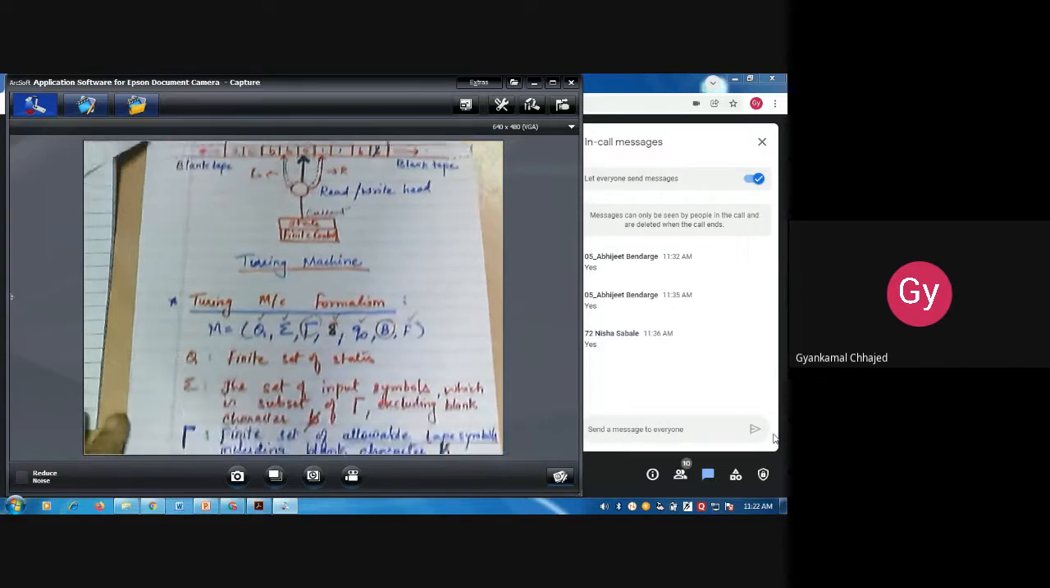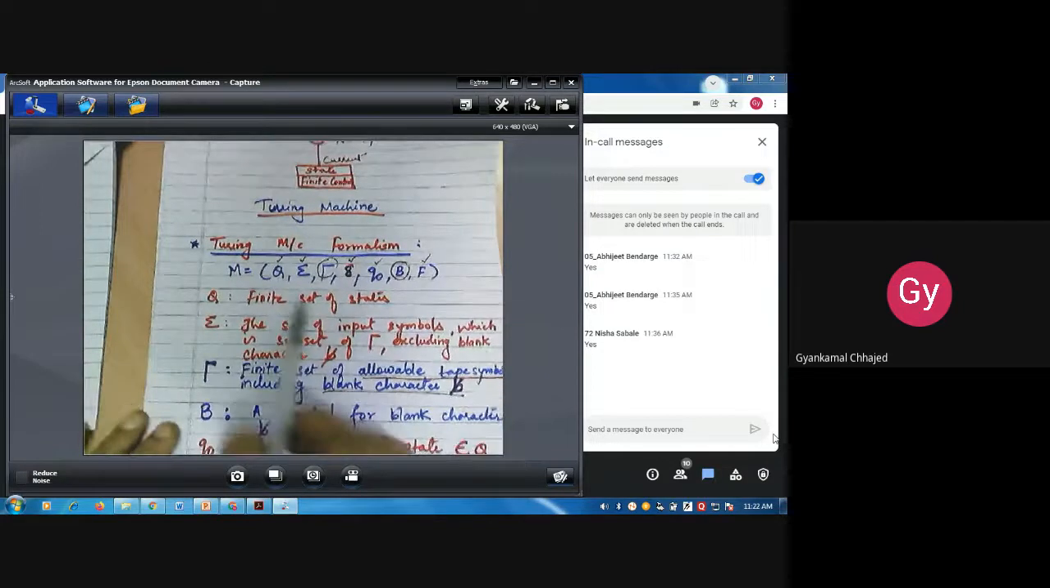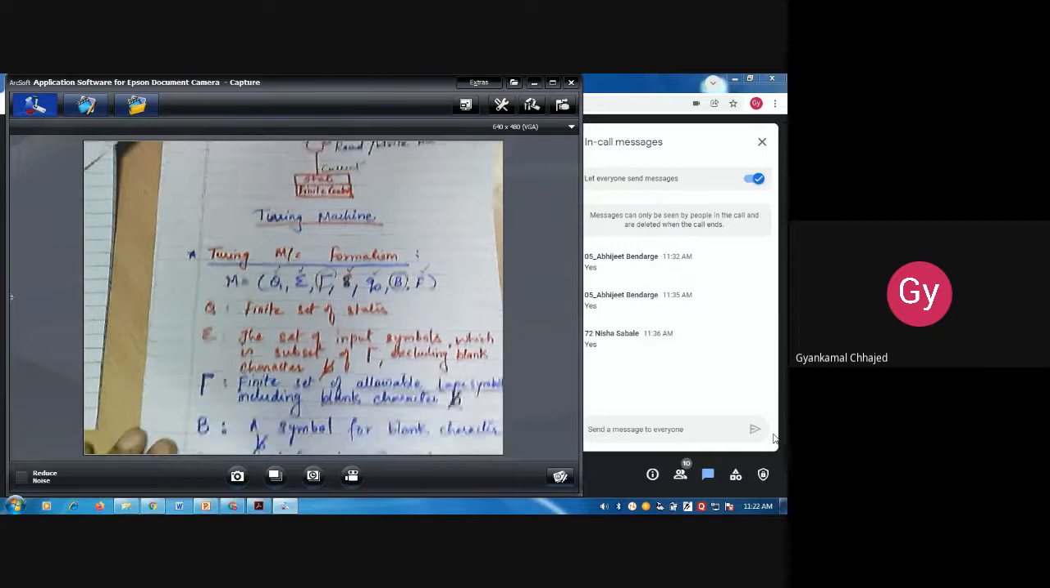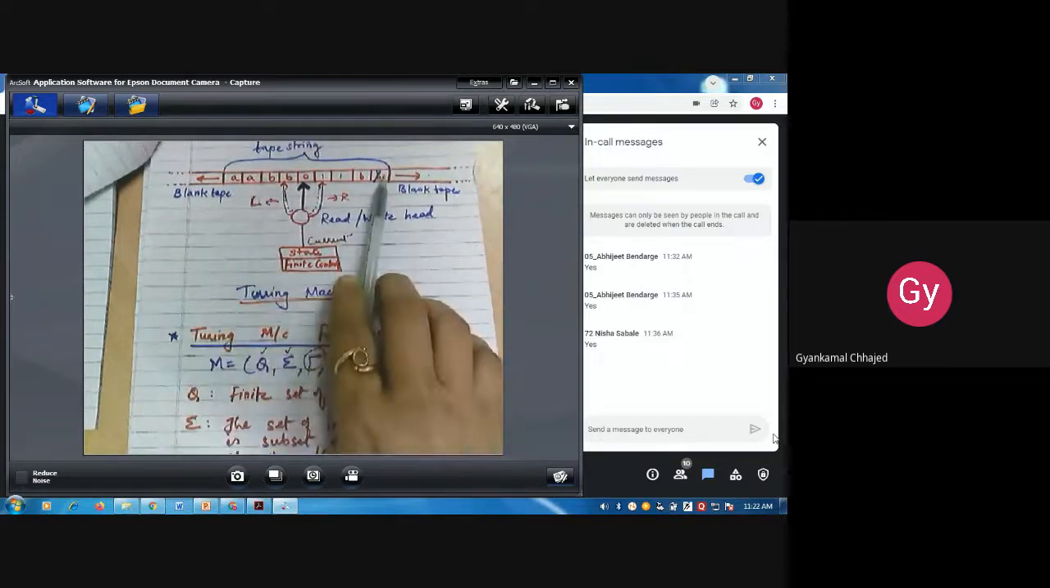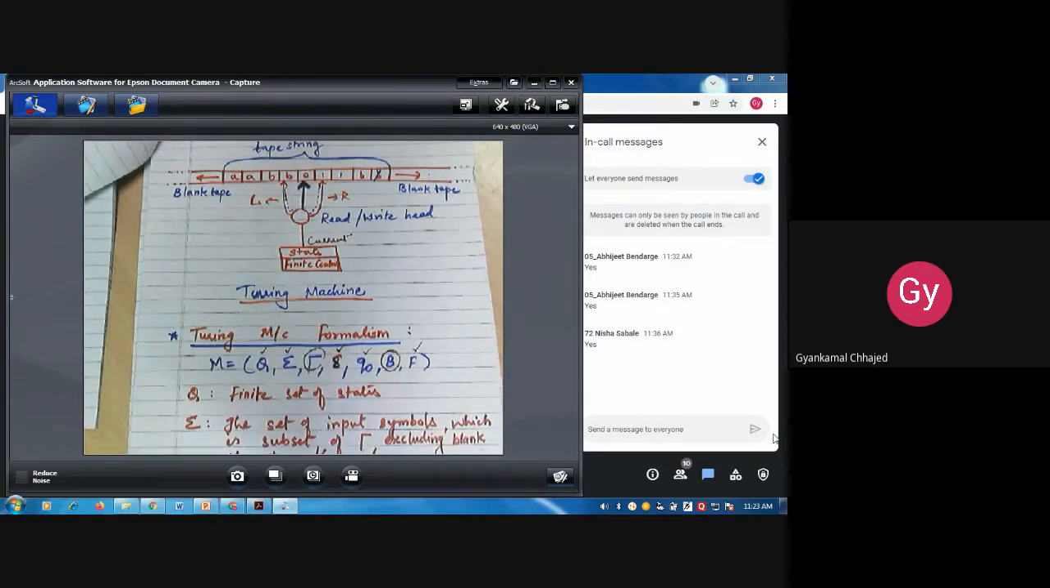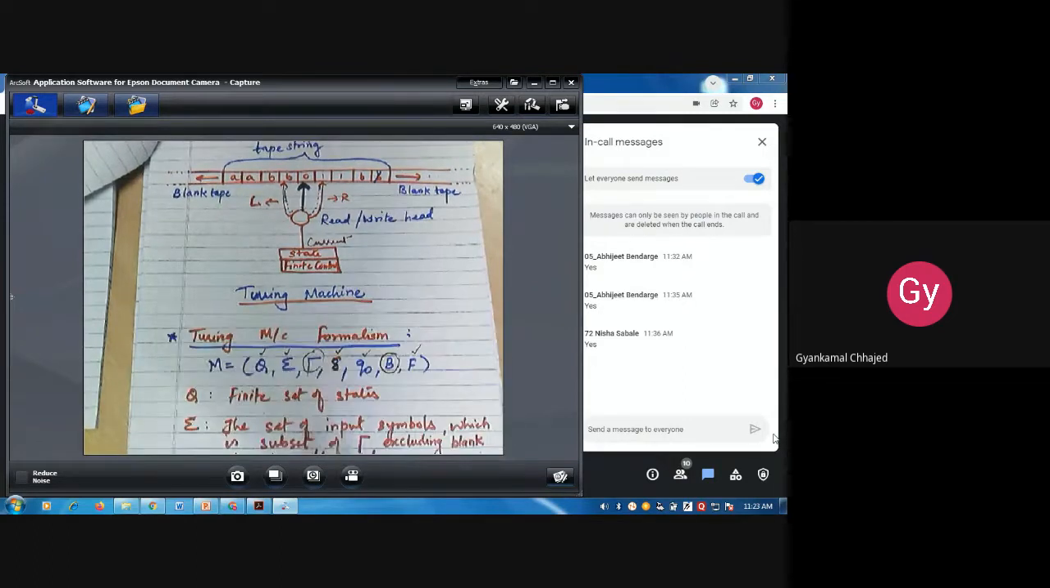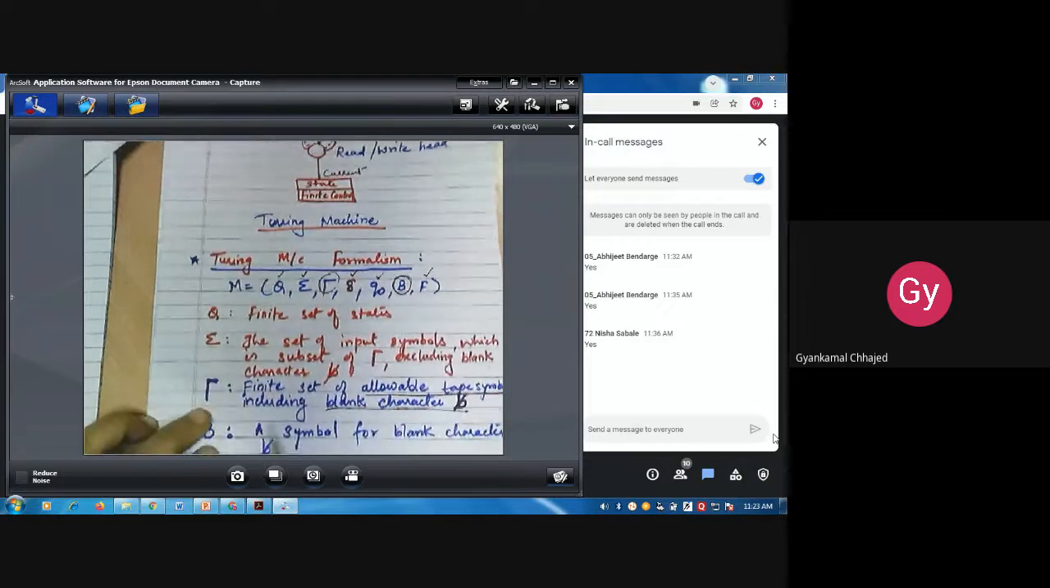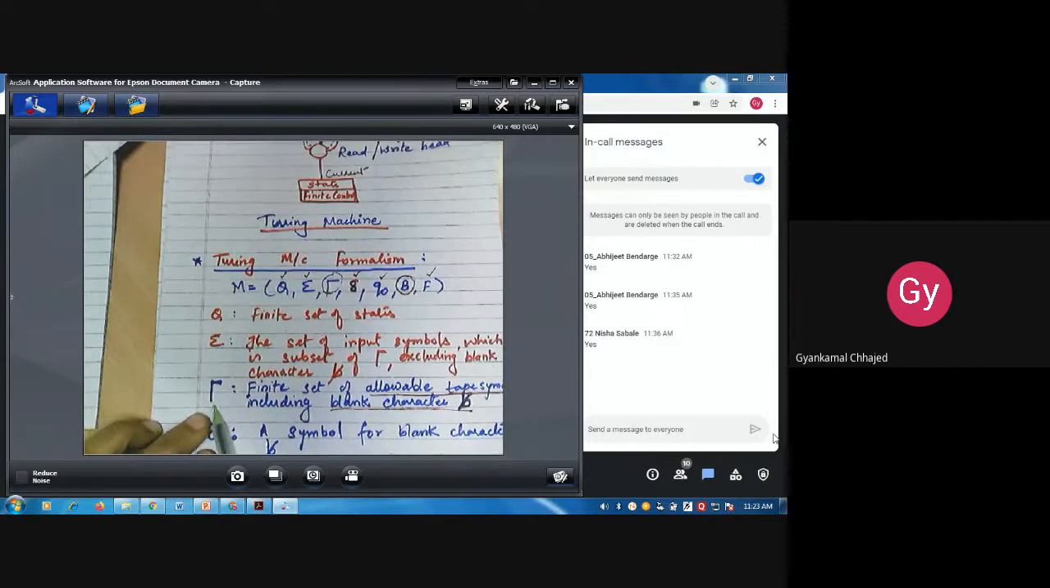Now, how do we represent a Turing machine? We represent a Turing machine with the help of M, which represents the machine, and we have seven separate tuples. Q represents the states, sigma stands for input symbols, which is a subset of tau. Now, what is tau? Tau is nothing but all the allowed possible symbols on the tape, including the blank character. Whatever you can read or write on the tape is all considered as a set, which is represented by this sign. So this will be your subset, the input symbols.